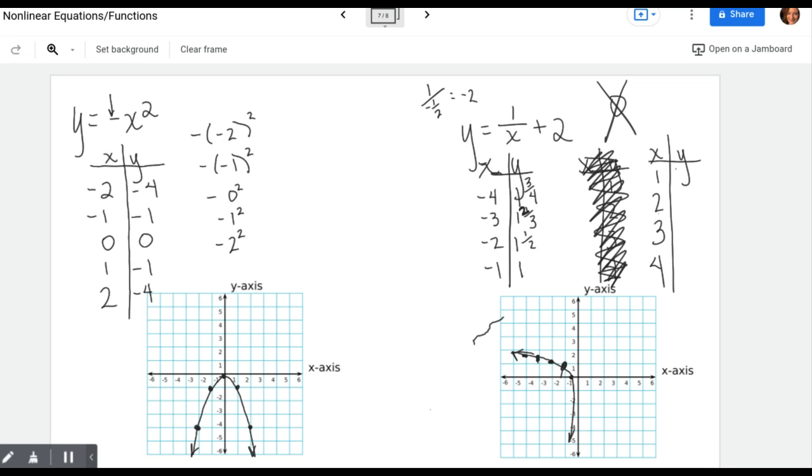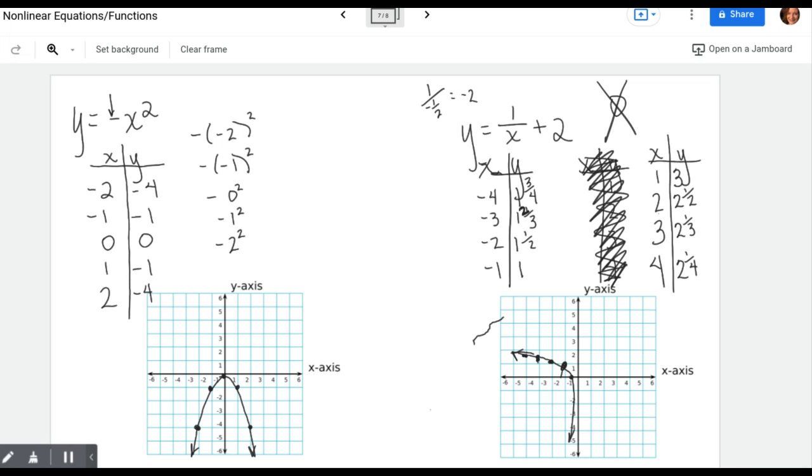Okay, if I put in a 1, 1 over 1 is 1. 1 plus 2 is 3. If I put in a 2, 1 over 2 is a half. Plus 2 is 2 1/2. Oh my gosh. One of these days, I'm going to make a video without doing or saying something stupid. Maybe. If I put in a 3, that'd be 1/3 plus 2 is 2 1/3. And if I put in 4, 1/4 plus 2 is 2 1/4.